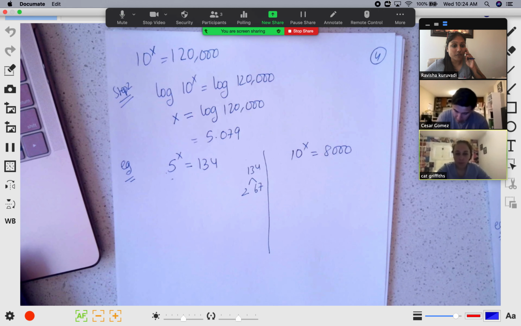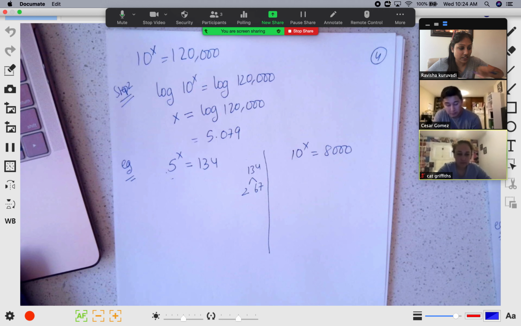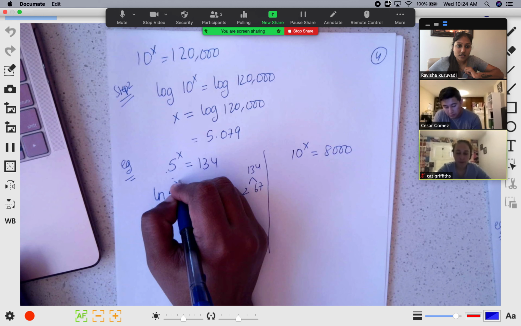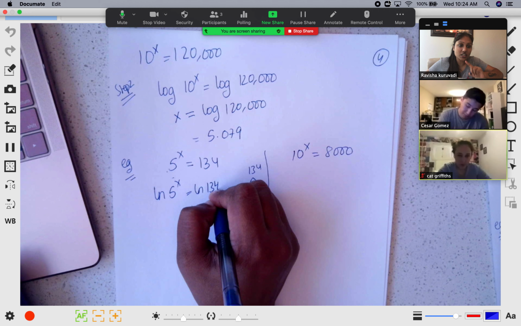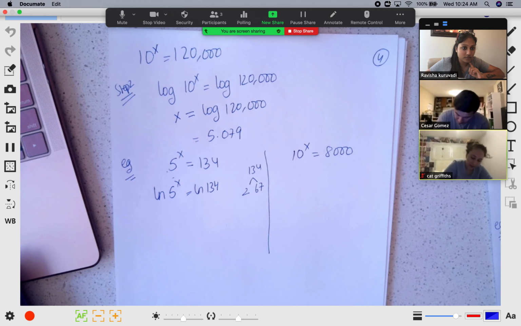Now you have to ask yourself, do I see 10 or factors of 10 in this question? Do you see 10, 100, 1000, 10,000 here? No. If you don't see, you're going to take ln on both sides. If you see, you're going to take log. That's the difference.